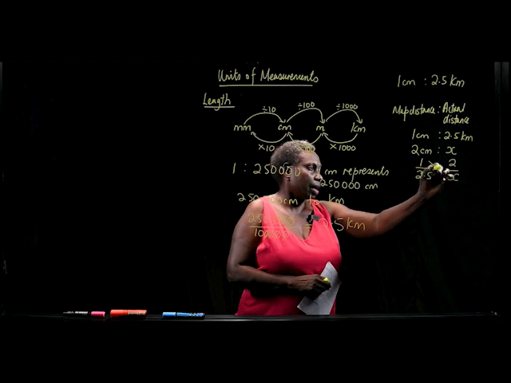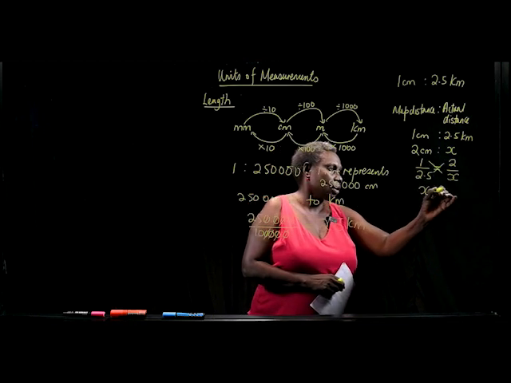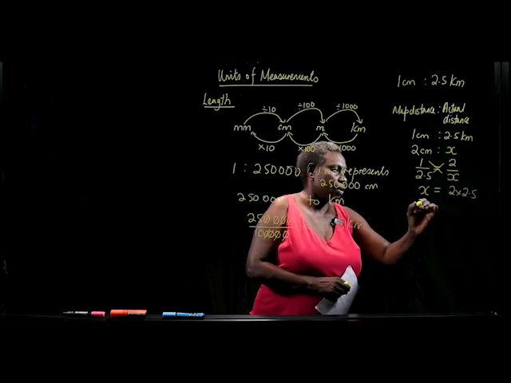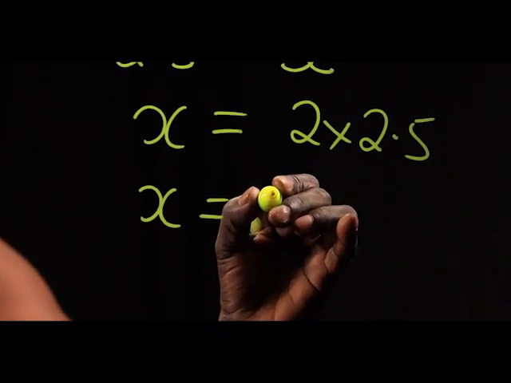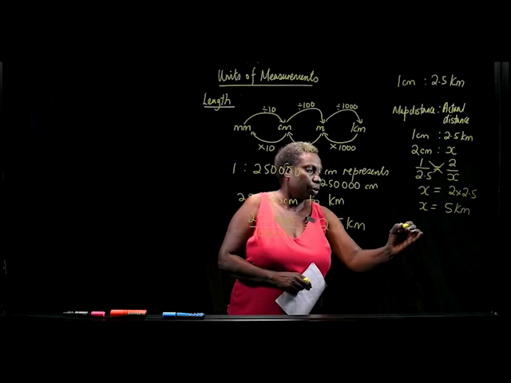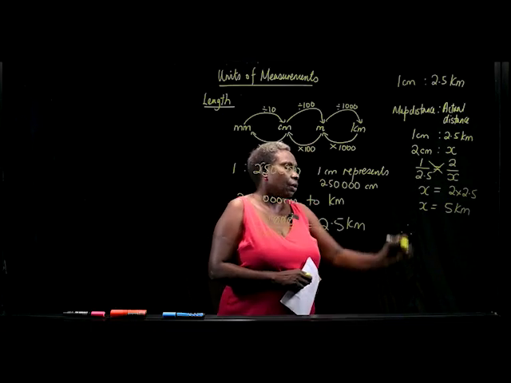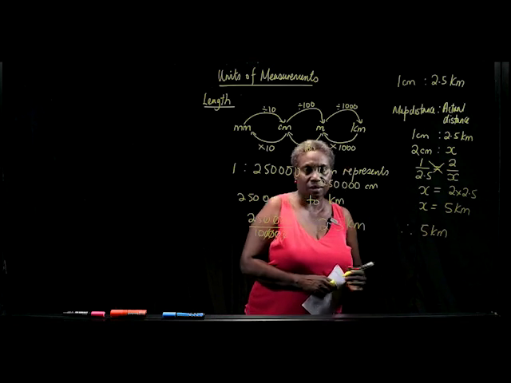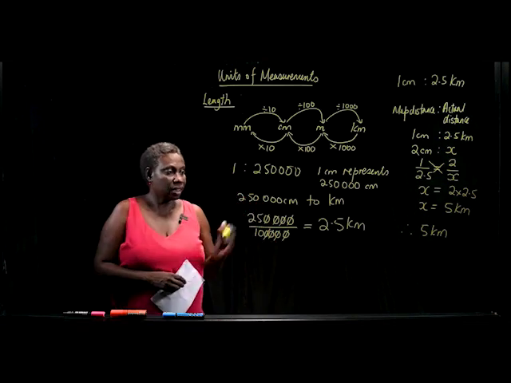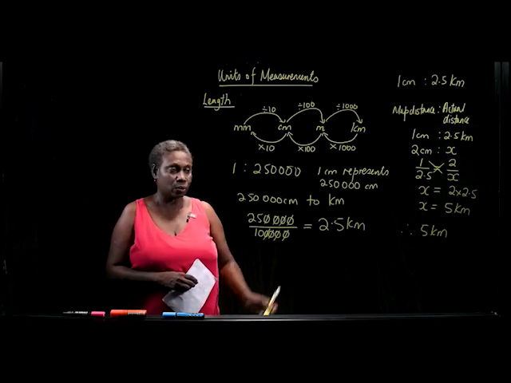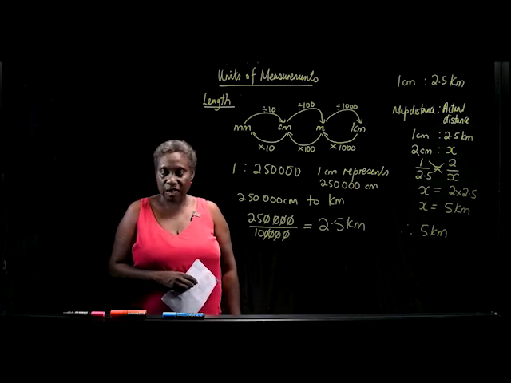Then we cross multiply. x is equal to 2 times 2.5. So x is equal to 5 kilometers. Now, we know that the distance from where he is to the nearest fuel station is 5 kilometers. Now, this simply means that he has enough fuel to take him to the nearest station to refill, because the fuel that he has is only able to take him for 6 kilometers.